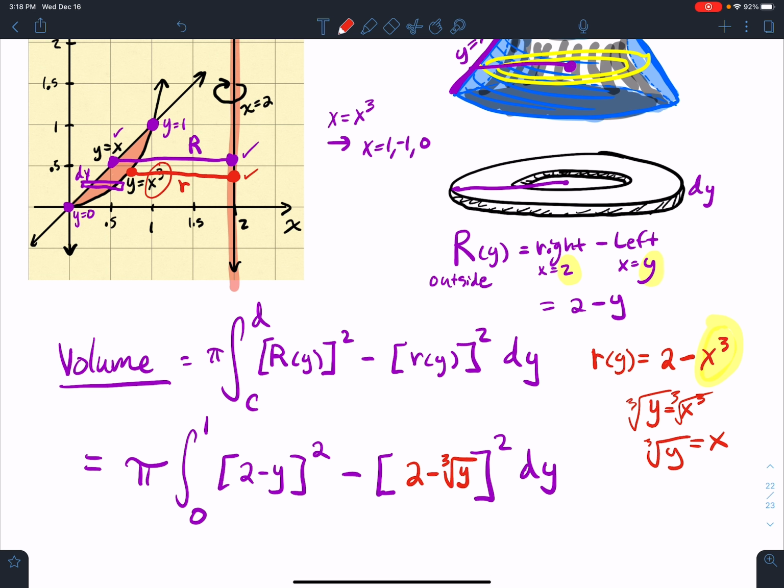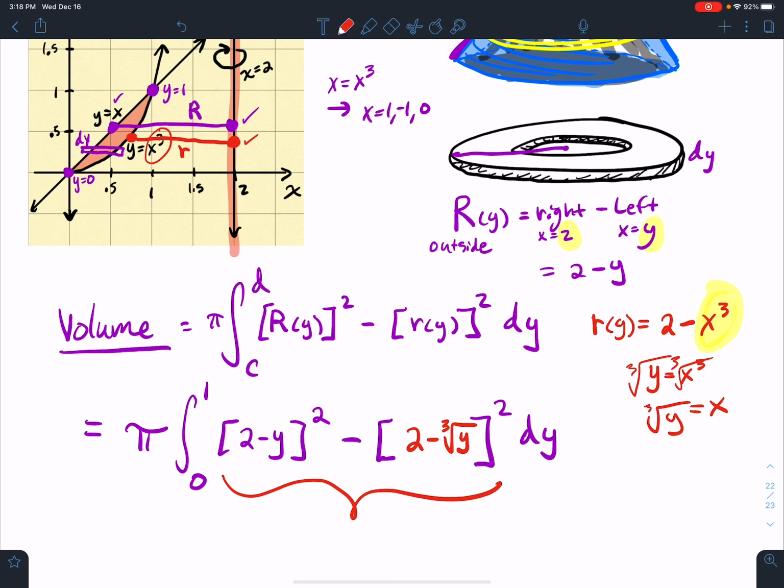All right, so if you ever get to this point in your process and you've got the wrong variable, it doesn't match up with your differential, right? And you know what your differential is if you draw the picture and do the arbitrary rectangle like you're supposed to, that's perpendicular to the axis you rotate around. Then you've got to figure out a way to rewrite that in terms of the proper variable. So x here is equal to this cube root of y. Okay?